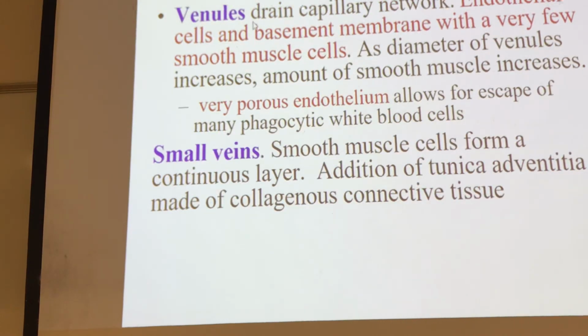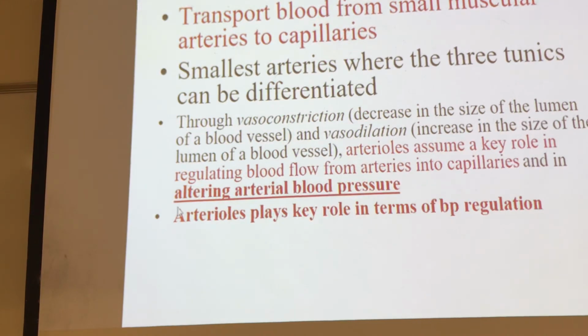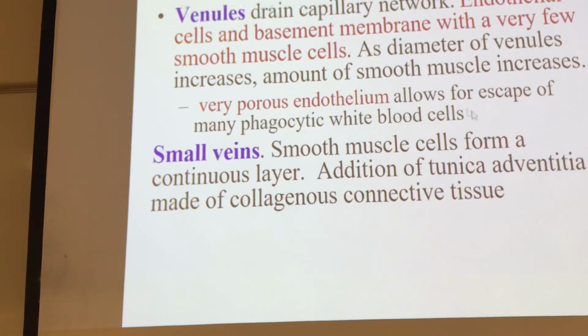All right. Venules and small veins, again, it's one big unit, one big closed system. The arterioles lead to capillaries. Arterioles play the key role in regulating blood pressure. Then they lead to the capillaries, and the capillaries lead to the venules. The venules then lead to the veins.